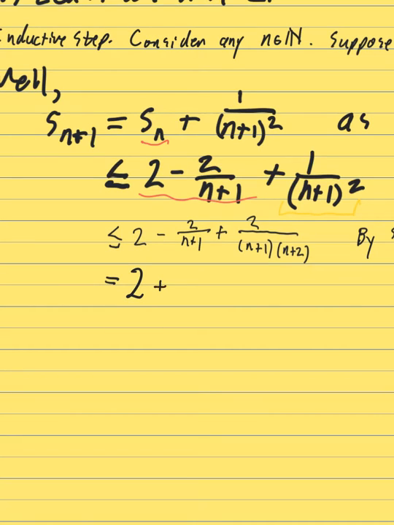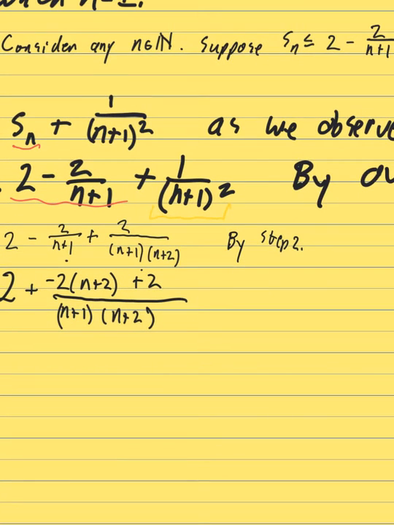2 plus, I see a fraction and a fraction, so let's combine them into 1. So I'll put the minus 2 up there. (n plus 2) plus 2 over (n plus 1)(n plus 2), by algebra.